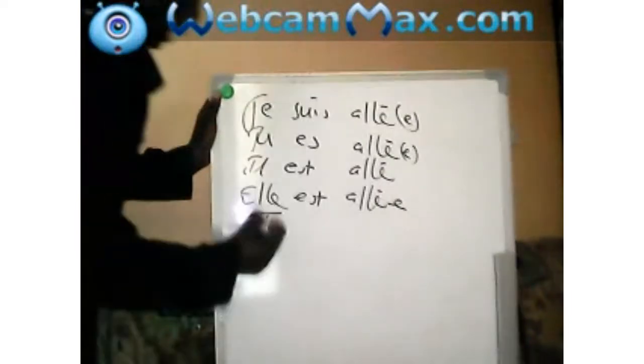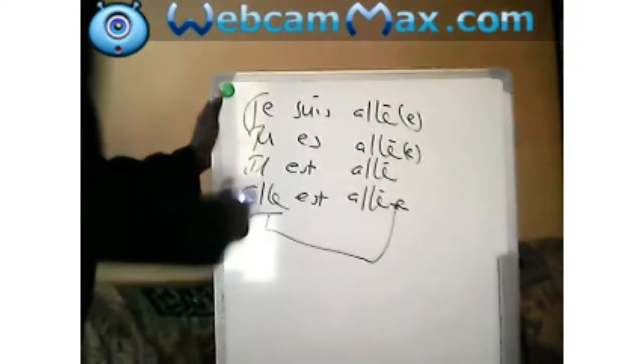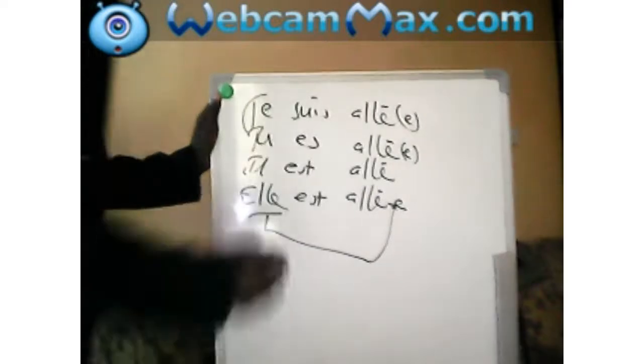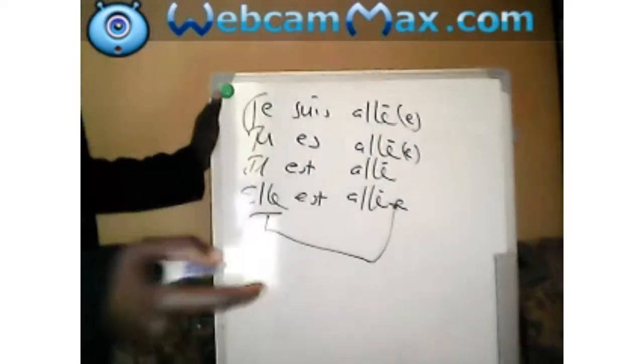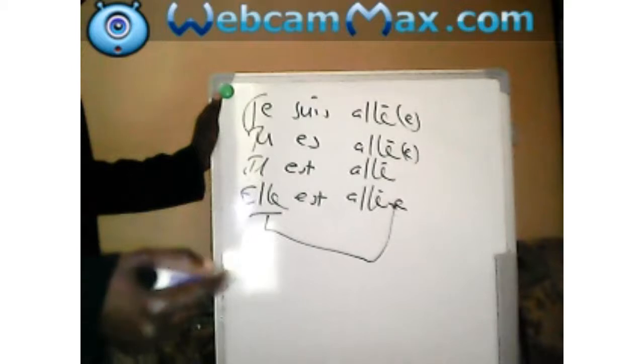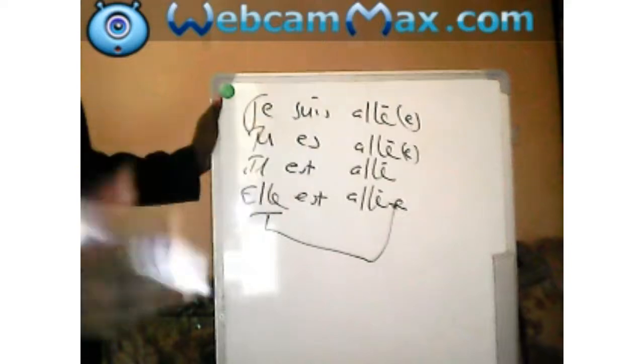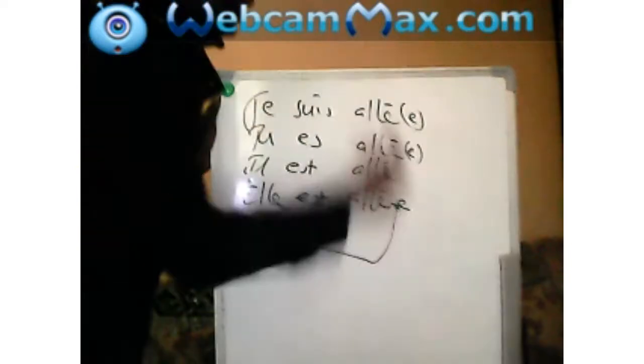So, elle est allée, who? Jackie. Elle est allée, who is Jackie? Where is Jacqueline? Elle est allée chez ses parents. She went to her parents' place. Elle est allée à l'école. She went to school. Elle est allée en ville. She went to town. Elle est allée à l'hôtel Sarova Stanley. She went to Sarova Stanley Hotel. So I hope you are getting me.